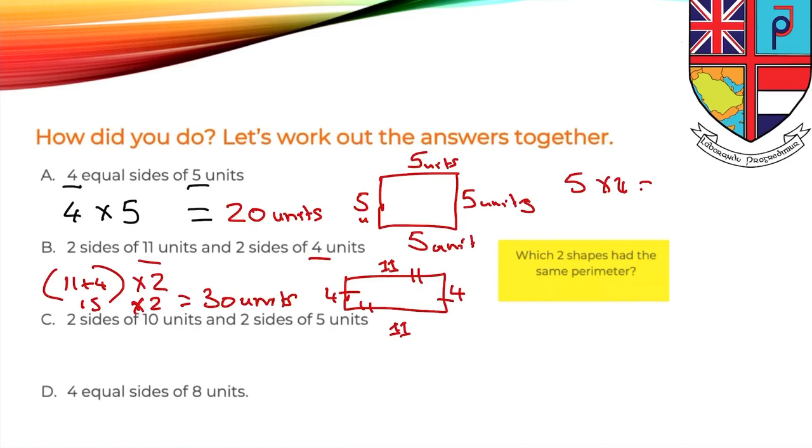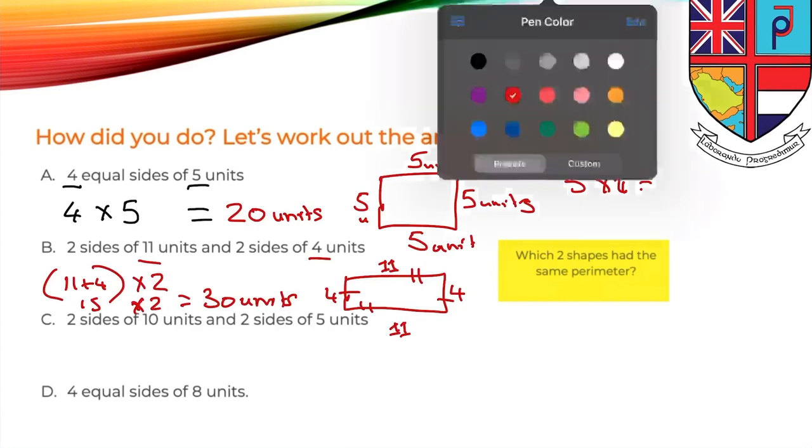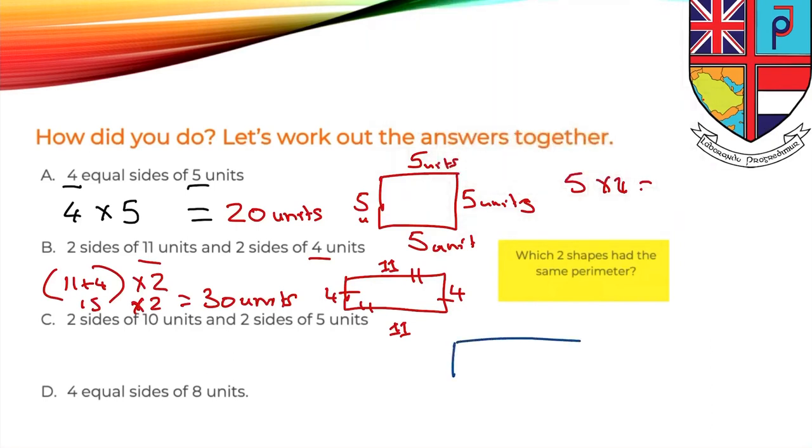Okay, so see then, two sides of 10 units and two sides of 5 units. So I'm going to draw it, use a different color this time. Let's go for a blue. Okay, so there's my rectangle.